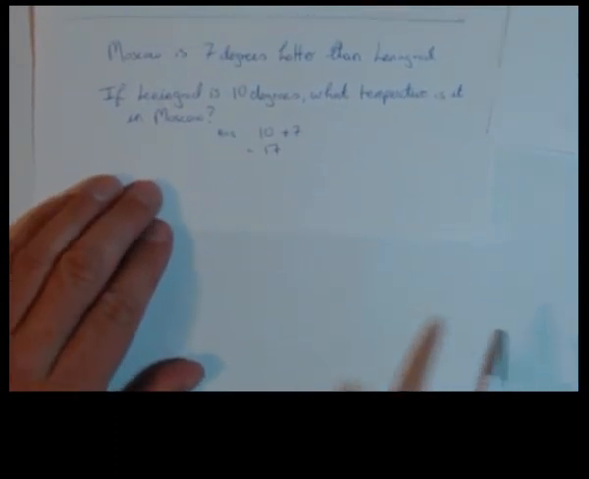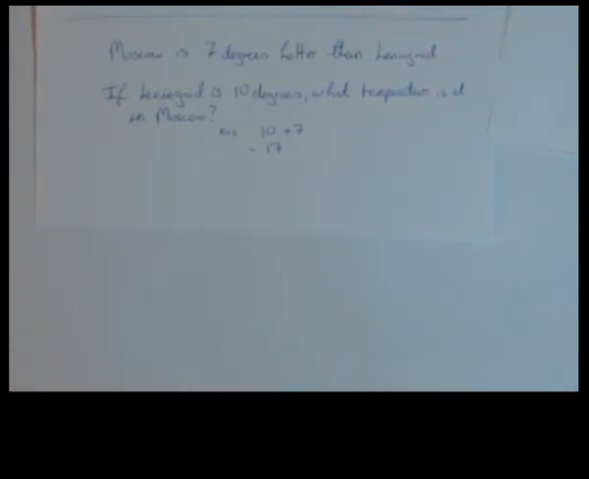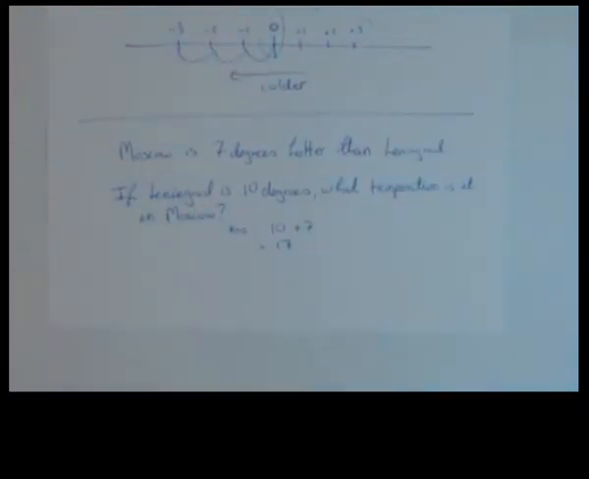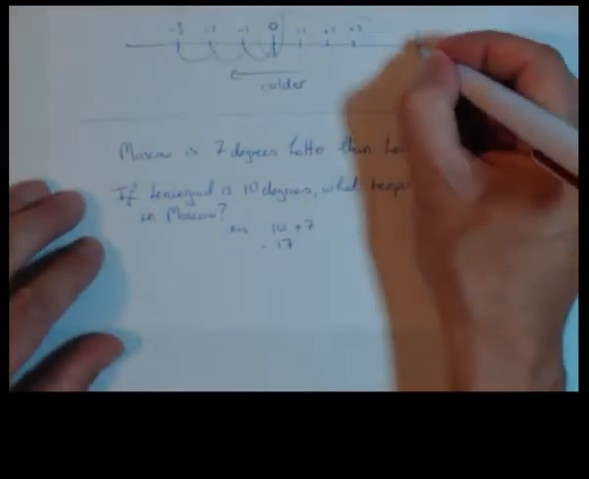So let's have a look at some more stuff to do with temperature. Imagine Moscow is 7 degrees hotter than Leningrad. So here's a question. It's a little bit similar to yesterday's question, so let's think about it. If Leningrad is 10 degrees, what temperature is it in Moscow? Well, we know Moscow is 7 degrees hotter. Going this way, we start up here at 10 degrees.